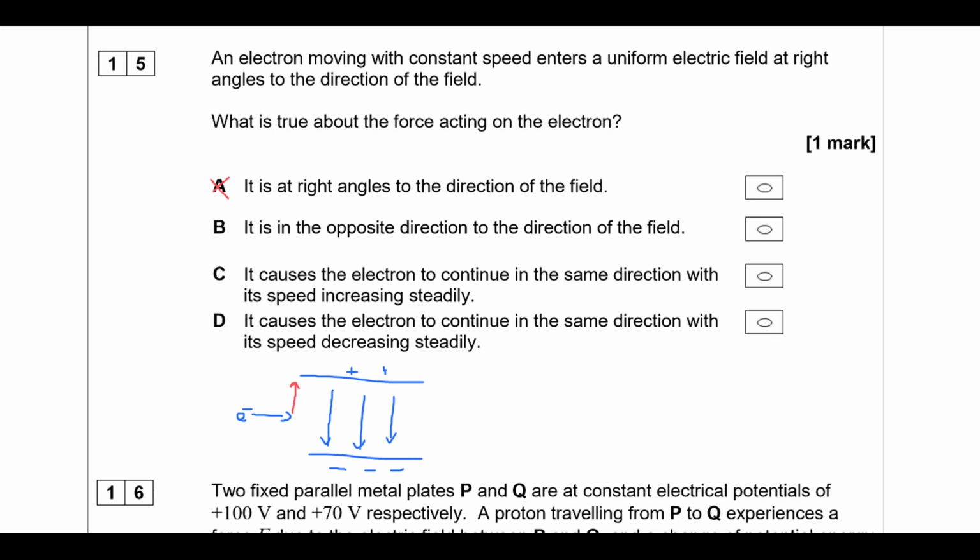In the opposite direction to the field, well, we can see that from the diagram, that's true, so that's the correct one, but let's check the others anyway. Because the electrons continue in the same direction with the speed increasing steadily. No, it doesn't. It would travel in a parabolic path. Because the electrons go in the same direction, already wrong, so let's not even finish with that.